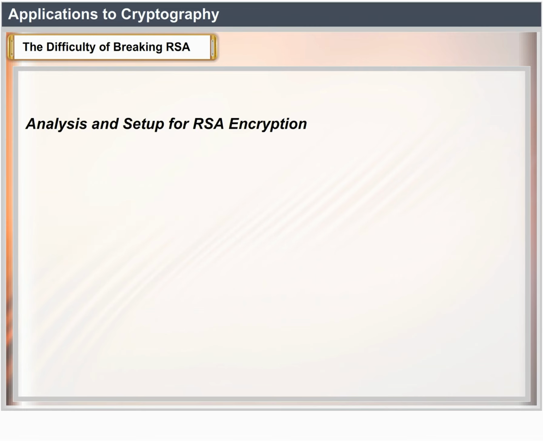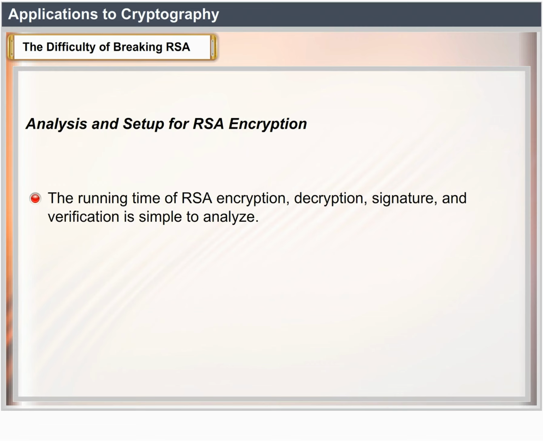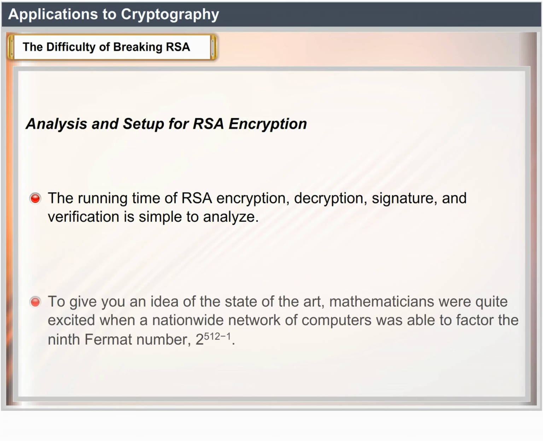Analysis and setup for RSA encryption. The running time of RSA encryption, decryption, signature, and verification is simple to analyze. Indeed, each such operation requires a constant number of modular exponentiations, which can be performed with the fast exponentiation method.